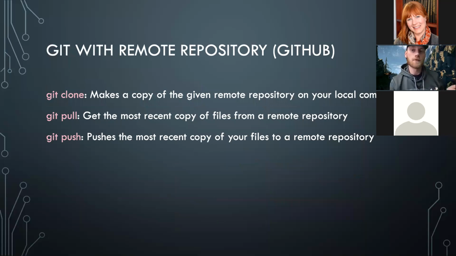So the remote repository, GitHub, which is the popular website and the one we'll have the demo for, has these Git commands that you can use to interact with it. Git clone basically takes a remote repository and makes a copy of it onto your local computer. Git pull gets the most recent version of the files from that remote repository and pulls them into your local repository. And git push takes the most recent version of the files on your local repository and pushes them to the remote repository.